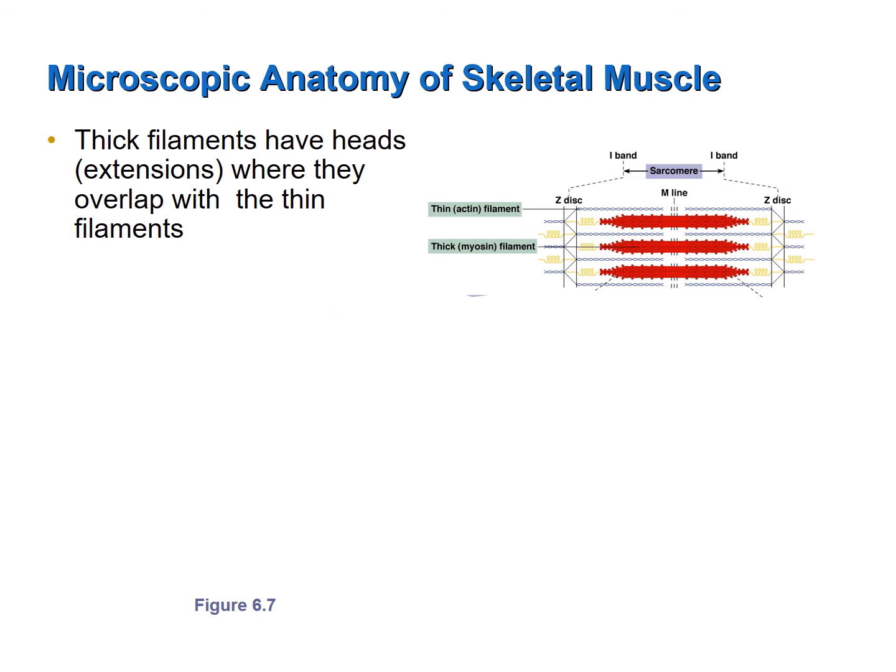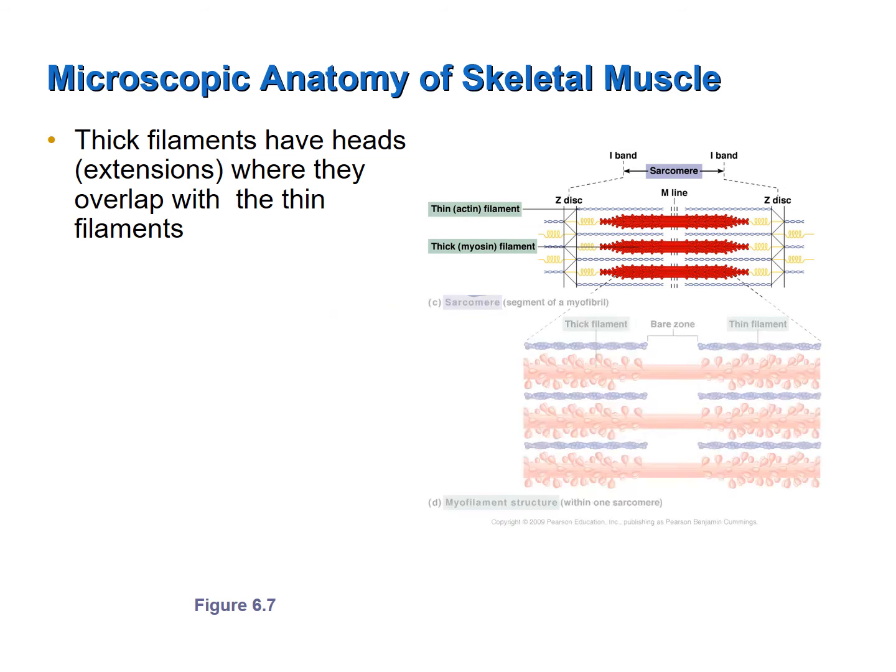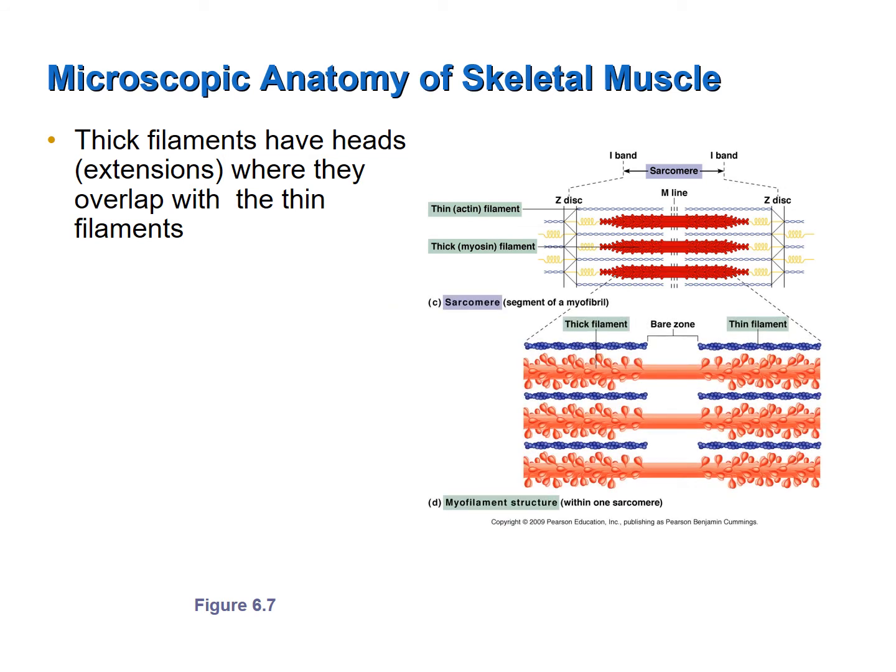Here is yet another image that illustrates the components of a sarcomere. Notice again where you have overlap between the thick filament and the thin filament, you have these extensions. These extensions are sometimes referred to as myosin heads. Now let's look at an even larger picture of this image here at the bottom in the next slide.